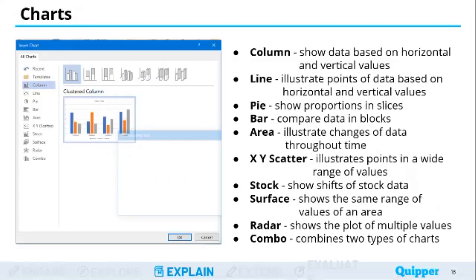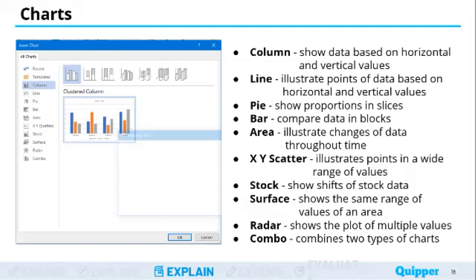Okay. We also have charts. Column shows data based on horizontal and vertical values. Line illustrates points of data based on horizontal and vertical values. Pie shows proportion in slices. Bar compares data in blocks. Area illustrates change of data throughout time.